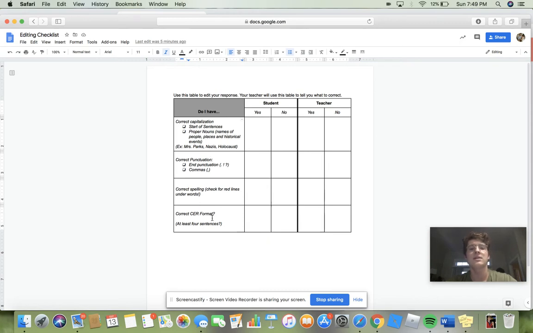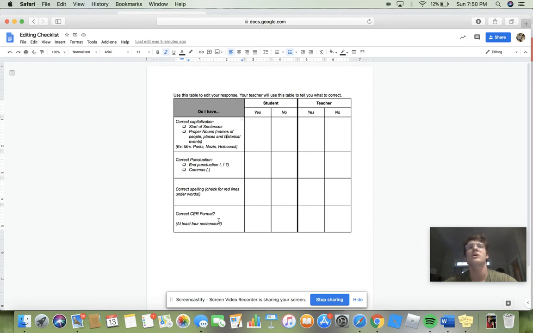And then lastly, do you have correct CER format? Does it follow the claim first, the evidence second, and the reasoning third? And you should have at least 4 sentences, because a paragraph to begin with is at least 4 sentences. And secondly, your reasoning usually needs more than 1 sentence to explain something.